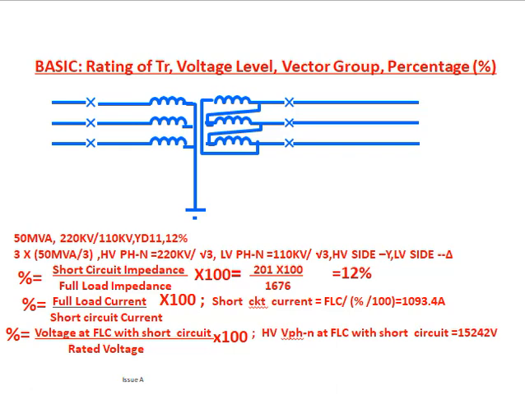Percentage equals full load current by short circuit current into 100. That is, short circuit current equals full load current divided by percentage, into 100, which is 1093.4 ampere. Percentage equals voltage at full load current with the short circuit divided by rated voltage into 100. HV phase to neutral voltage at full load current with the short circuit in the LV side equals 15242 volt.